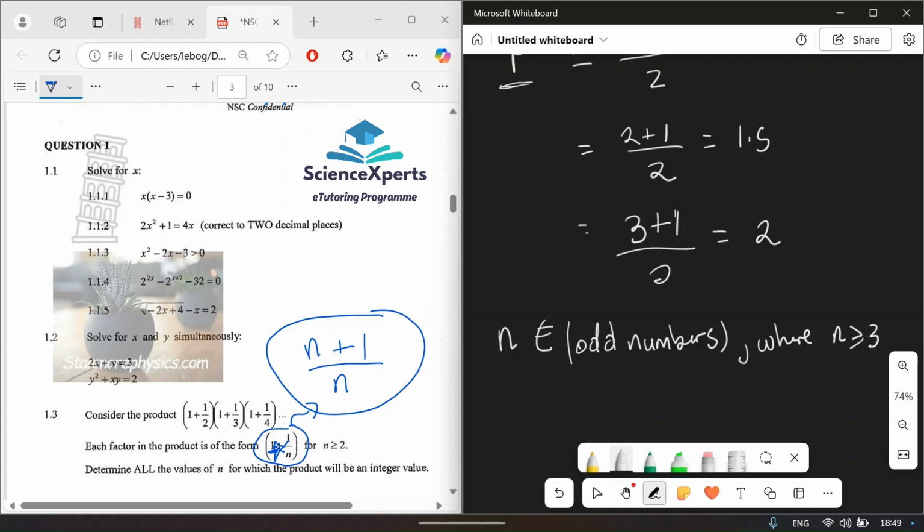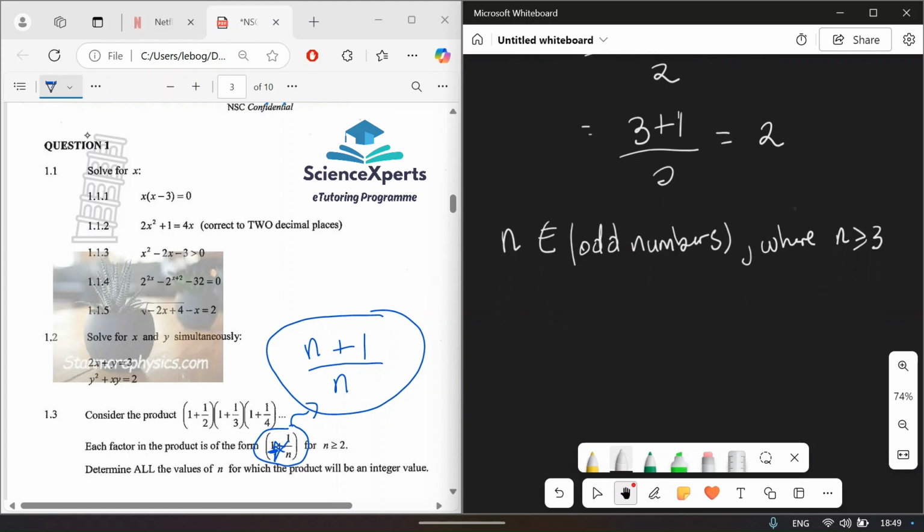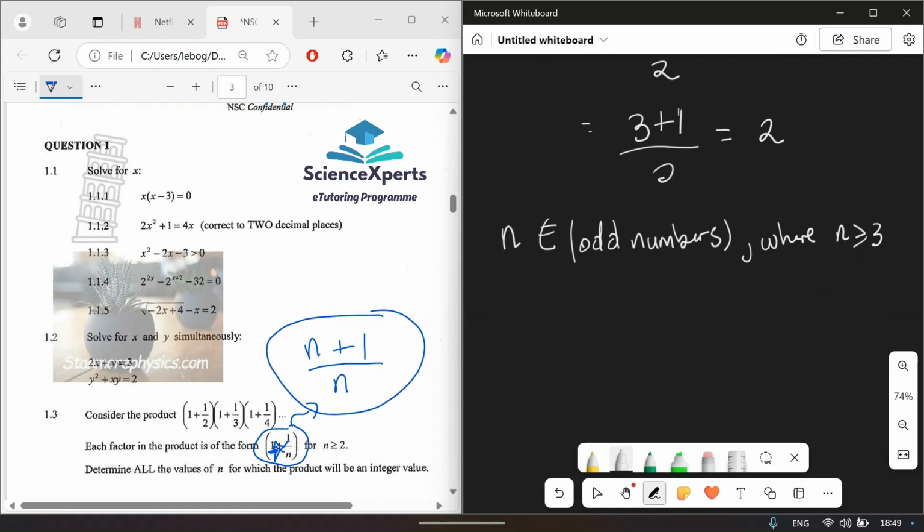We're starting from 3 because 2 is an even number. So basically n is an element of these numbers: 3, 5, 7, 9, 11, all those numbers till infinity. n can be all these numbers in this pattern till infinity. And that's it for question 1.